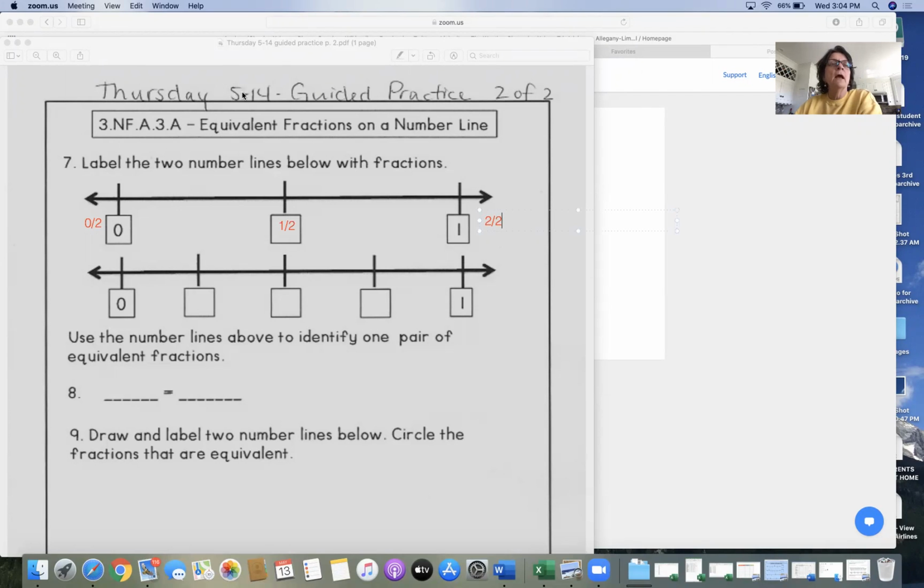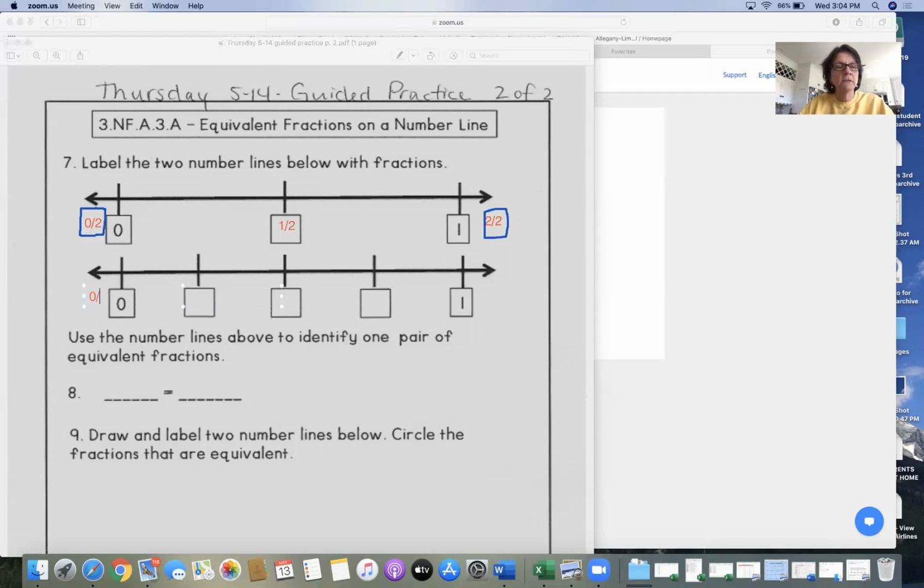Now, shame on me. I really liked the way you guys, when you were doing some of your work on your own, you were remembering to box your whole number fractions. So I'm going to go ahead and do that here. All right, let's look at the second number line. Hopefully what you thought to yourself, there are 4 equal parts, so that means I have fourths. And you hopefully went ahead and labeled your fractions there.